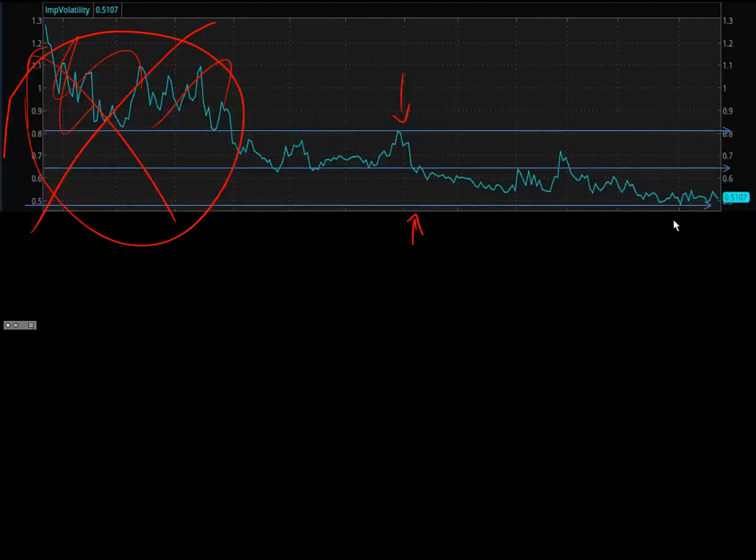Eyeball it, all right? Here's the 50-50. So 50% is really what we're talking about. Anything above that, we look to sell. Anything below, we look to buy. Now, we are going to end up with the bullish risk reversal, folks, okay?